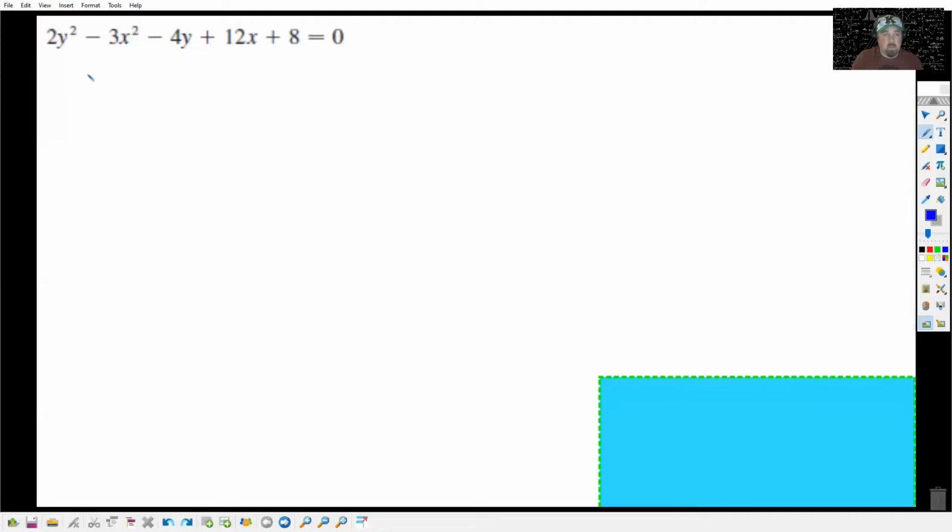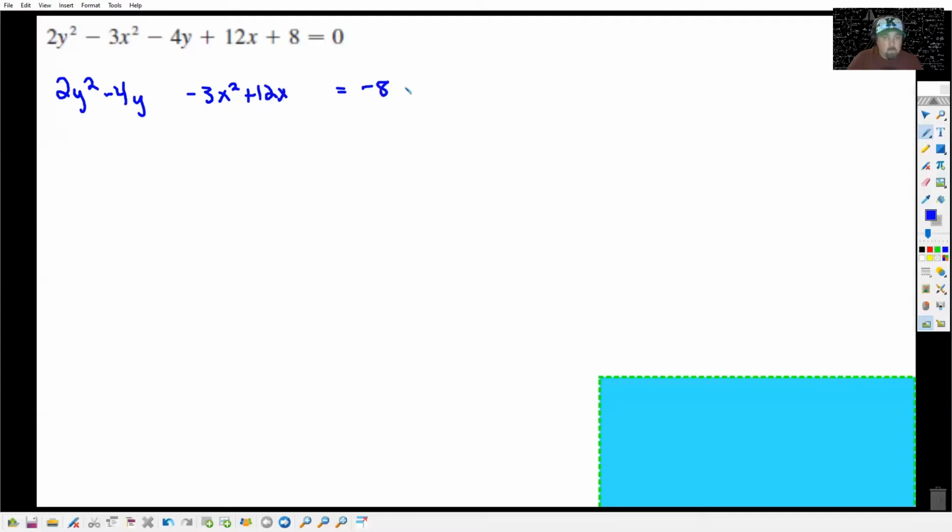So first step of that, let's group our x's and our y stuff together. So we have 2y squared, and we'll move the 4y with it. And we've got minus 3x squared, and we've got plus 12x with that. And we'll move that 8 to the other side. It's going to become negative.